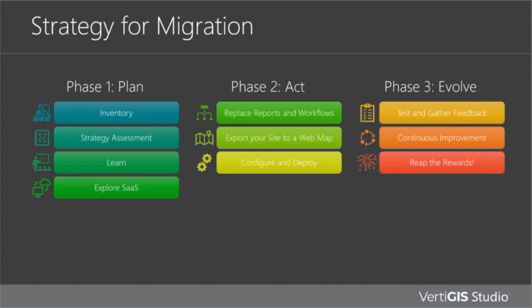Web maps, either you create them from scratch or you export your data from Geocortex, as we've just seen in the video. And then last but not least, we'll finalize the configuration and deploy it to your site, either on premise or SaaS. Then finally, of course, you need to do a test and gather feedback from the end users, but eventually go into production.